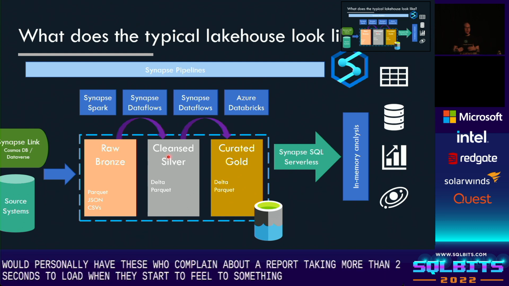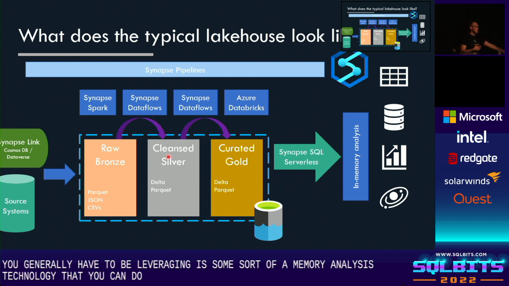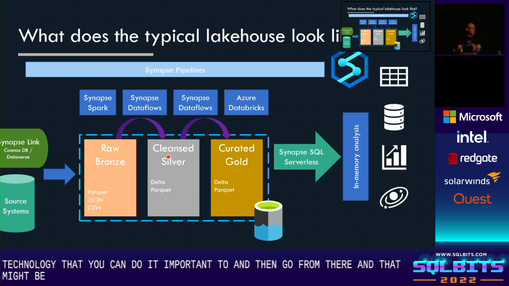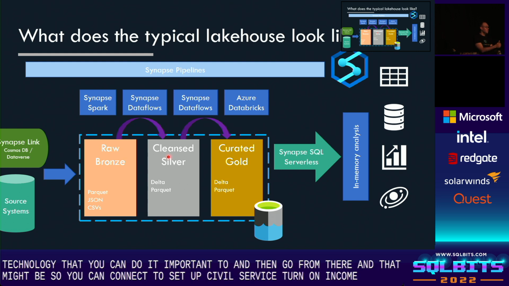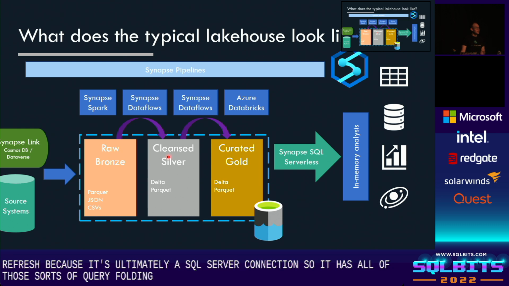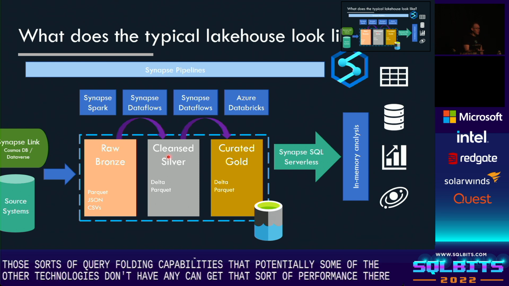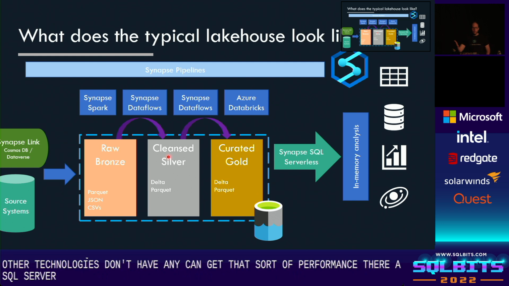And so because of that, what you generally have to be leveraging is some sort of in-memory analysis technology that you can do an incremental import into and then go from there. And that might be Power BI datasets, the classic one. So you can connect to a Power BI dataset, leveraging Synapse SQL Serverless, turn on incremental refresh because it's ultimately a SQL Server-like connection, so it has all of those query folding capabilities that potentially some of the other technologies don't have, and you can get that sort of performance there. You can do the same things with Tableau because it's leveraging the SQL Server protocol. You get all of those advantages.